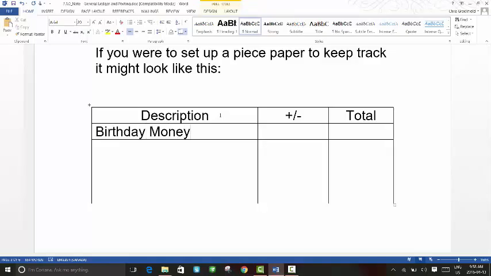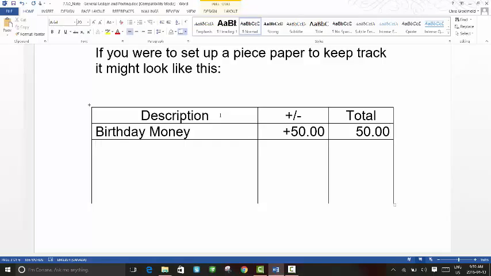from maybe your parents or grandparents or family or whatever. And since we are having an increase in that, we might put a plus sign. And so then, again, assuming we had a zero balance to begin with, and this is the first money into our can, our balance would then be $50. 0 plus 50 is 50.